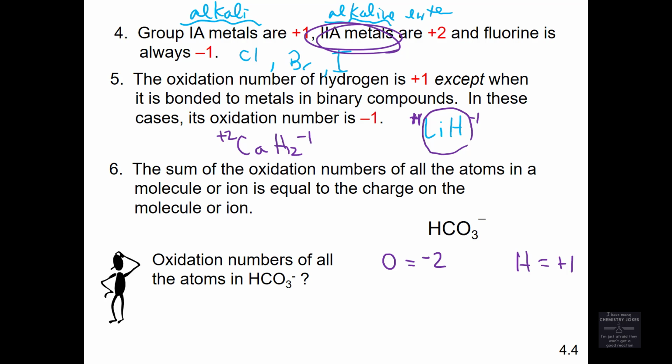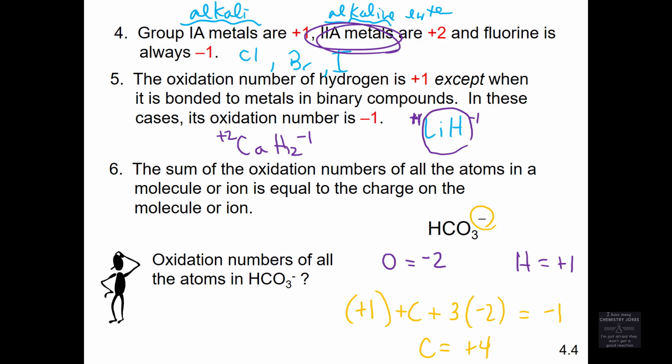How do you figure out what charge carbon is? Well, hydrogen is +1, plus whatever charge carbon is, plus oxygen is -2, but you've got 3 of them, and all of that has to sum to -1, which is the overall charge of your molecule, your ion. Solve that, and you get carbon as a +4.